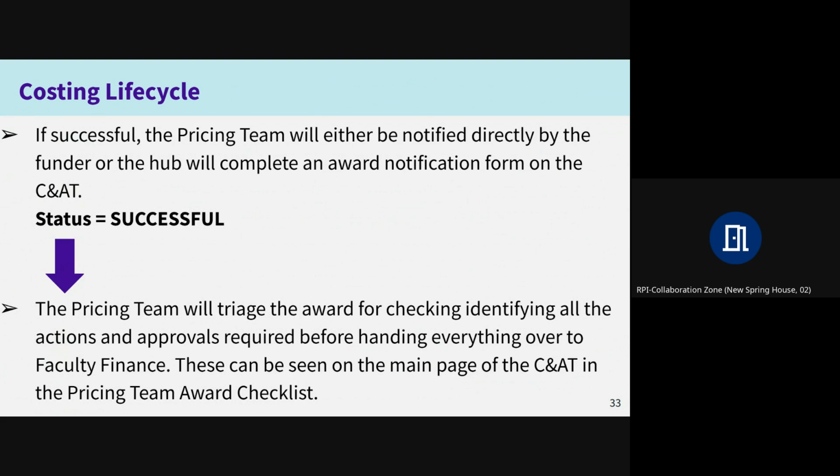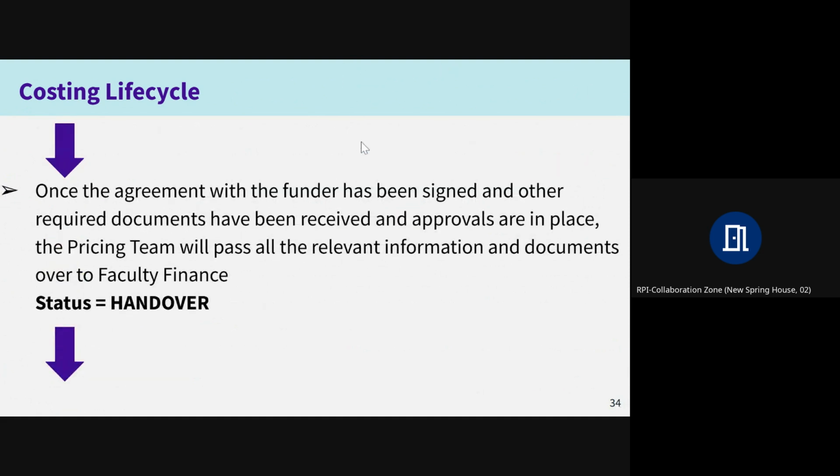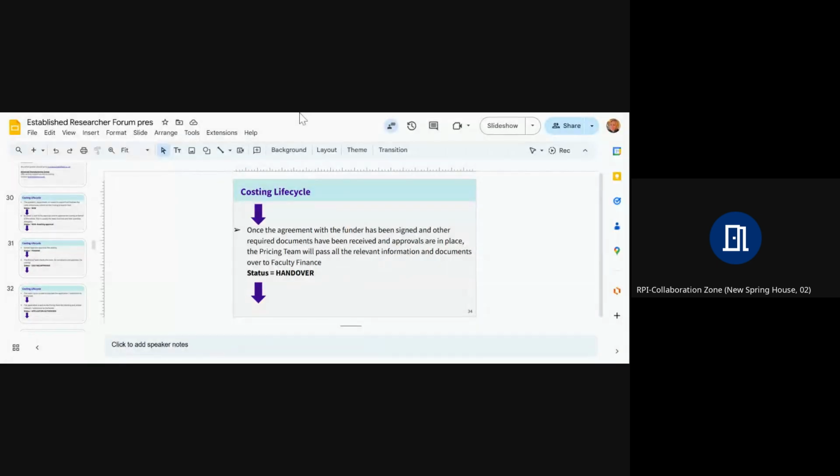The main thing is that we get notified at some point, and then the pricing team, we call it a triage. We're looking at the award to see what approvals need to be in place, what agreements need to be in place, and something I will just really quickly show you if I can. On the costing tool, which is useful, we have this award notification, award checklist, which is a really good reference point to see, if you've got a successful project, all the actions.